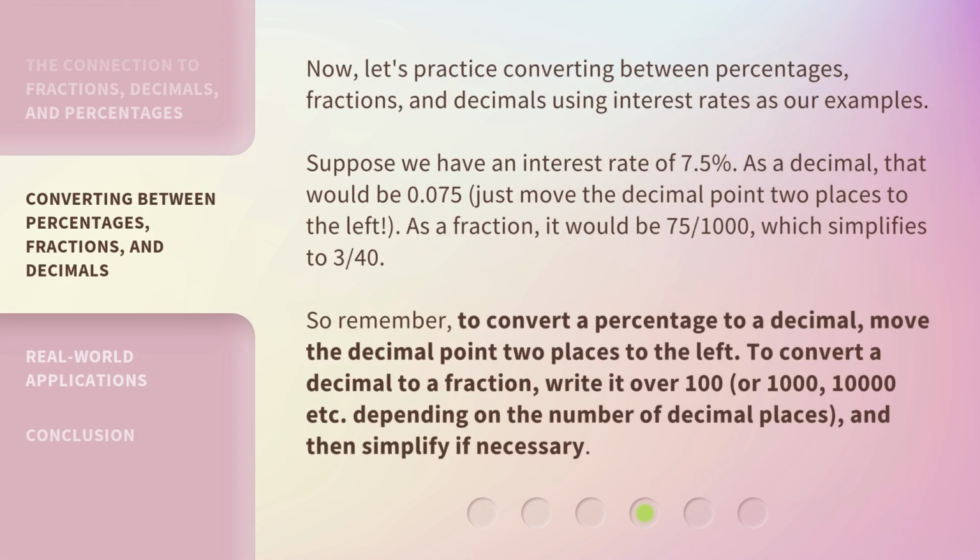Now, let's practice converting between percentages, fractions, and decimals using interest rates as our examples. Suppose we have an interest rate of 7.5%. As a decimal, that would be 0.075. Just move the decimal point 2 places to the left. As a fraction, it would be 75/1000ths, which simplifies to 3/40ths.